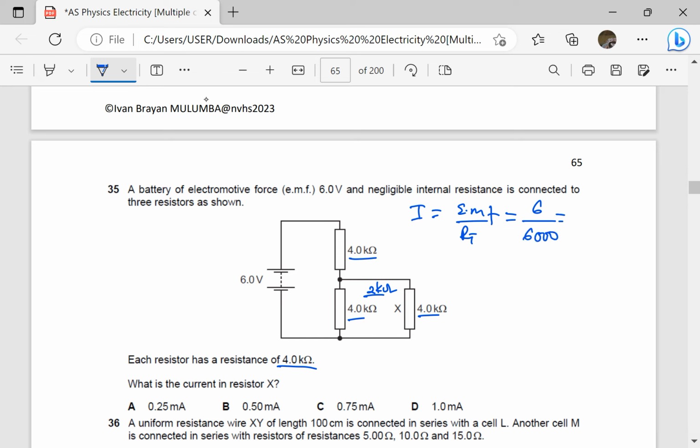I think this gives us 1 times 10 power negative 3 amperes, or 1 milliampere. So 1 milliampere enters this junction, and since the resistors are identical, the 1 milliampere divides equally. So the current through X is going to be 1 divided by 2, which is 0.5 milliamperes. The 1 milliampere is the current here. When it reaches the junction, it divides, part takes that, and part of it takes that route. But because these resistors are equal, it divides equally. That's why I'm taking the answer to be B.